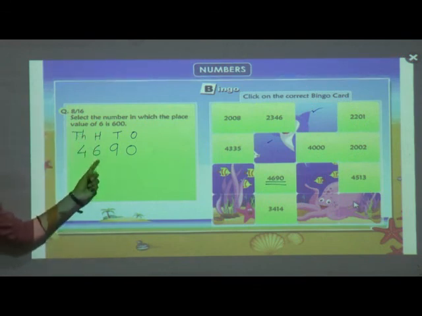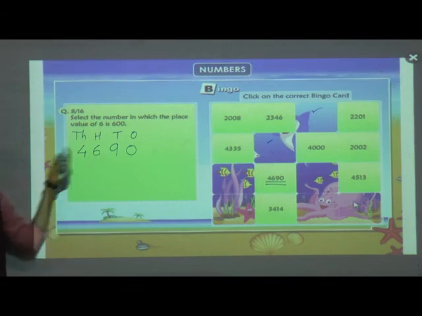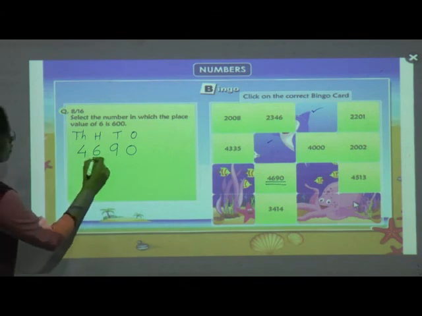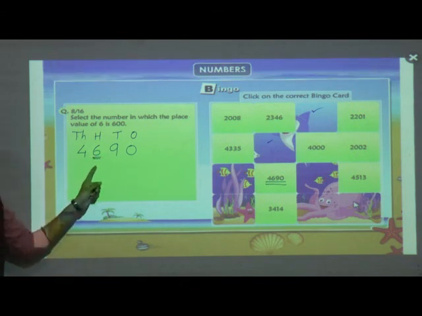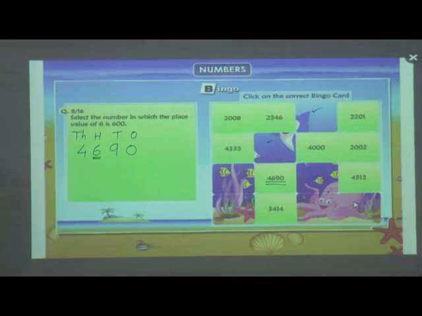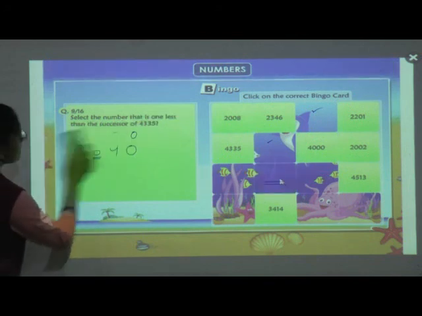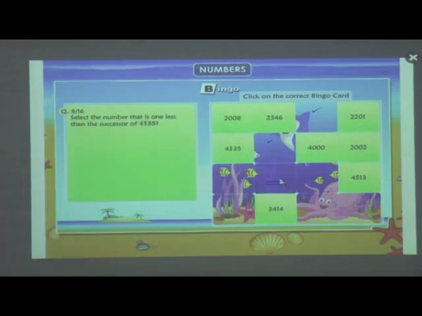Now see here, 6 is there, but at which place is the 6? Yes, this is at hundreds place. So what will be the place value of this 6? 600. So we got our answer. Let us check our answer. Yes, the answer is correct. Next question.